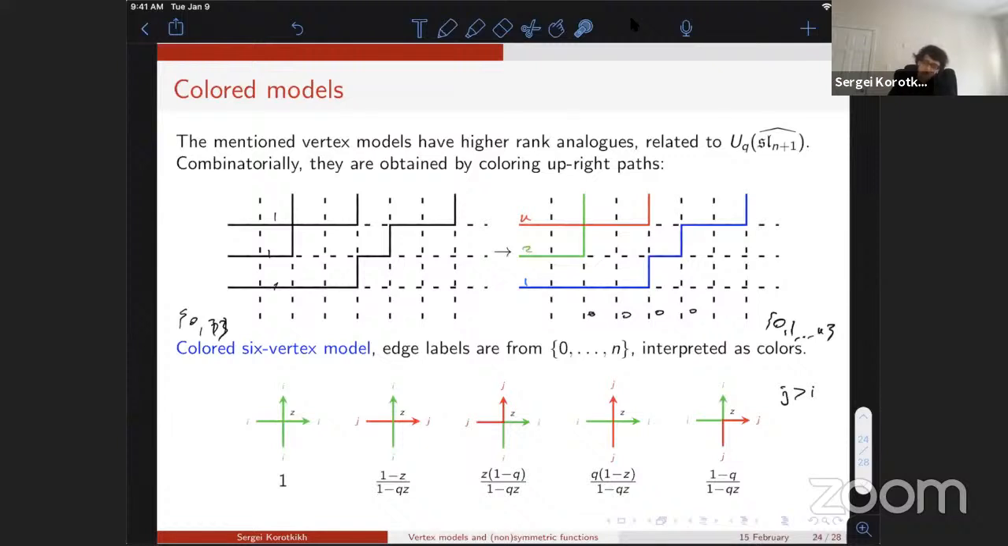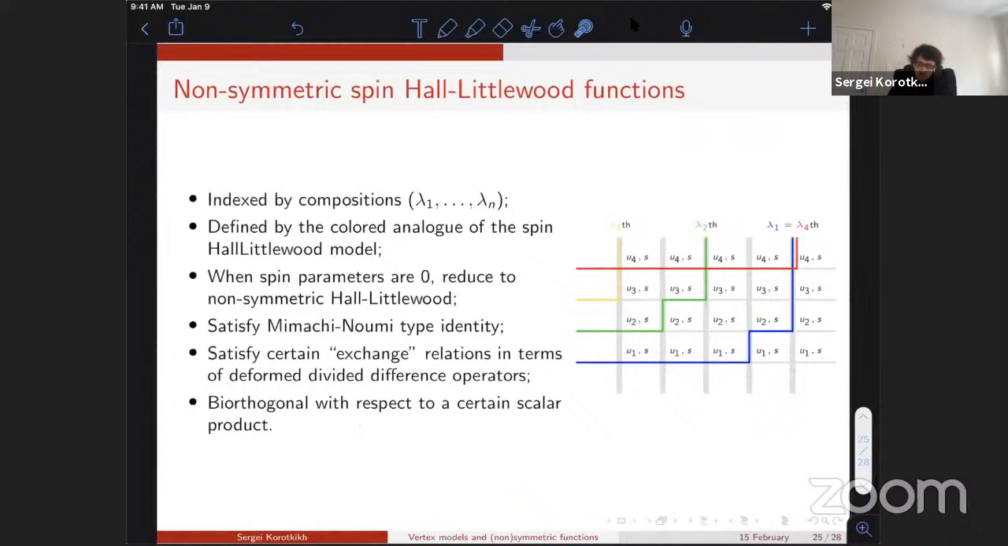this colored analog of the six-vertex model, and this model will still satisfy the Yang-Baxter equations, and using them we can construct more general functions. Namely, repeating the story I made for the spin Hall-Littlewood functions, but in the colored case, we obtained so-called non-symmetric spin Hall-Littlewood functions. So let me first tell you what non-symmetric functions are from the point of view of the theory of symmetric functions of the Macdonald hierarchy.